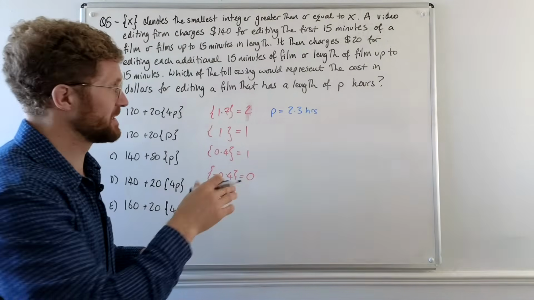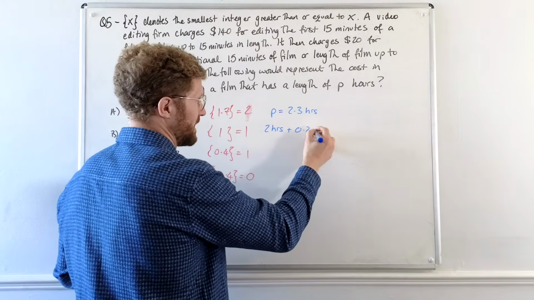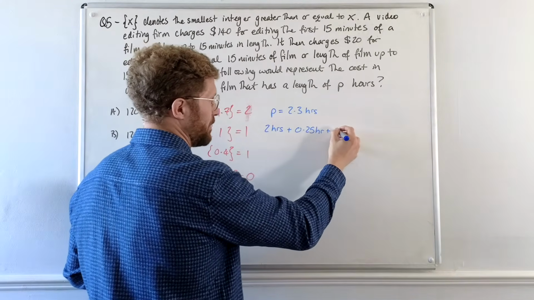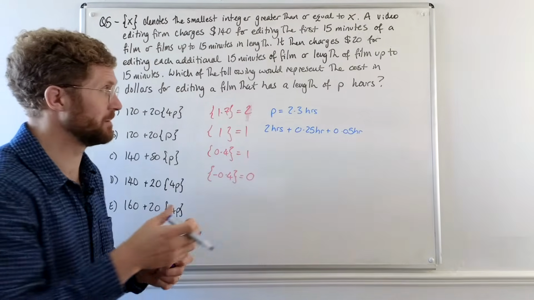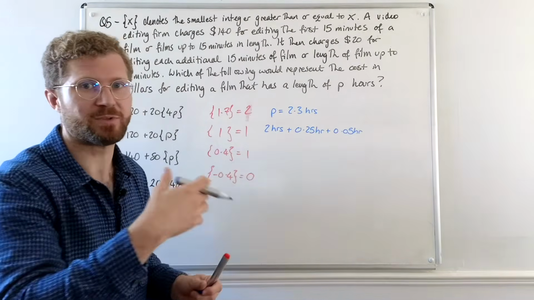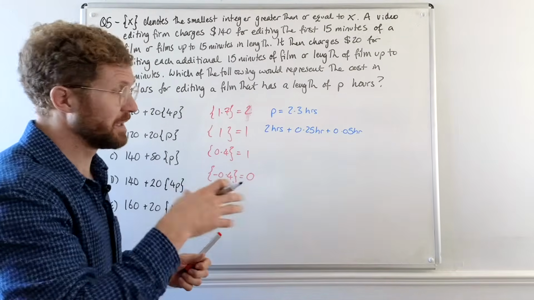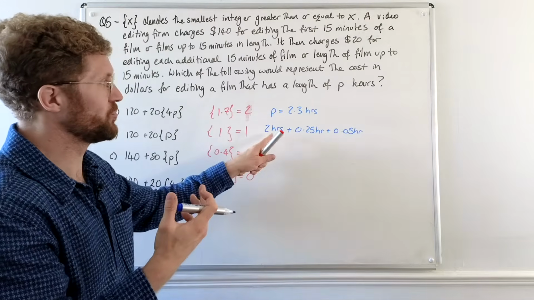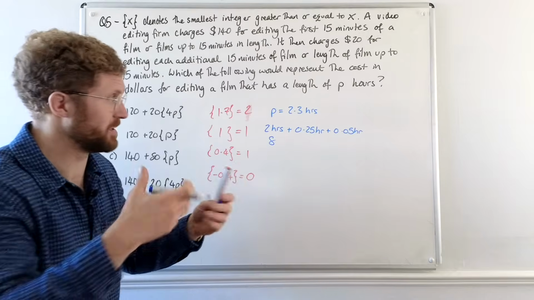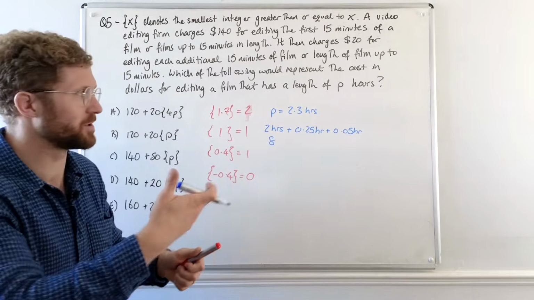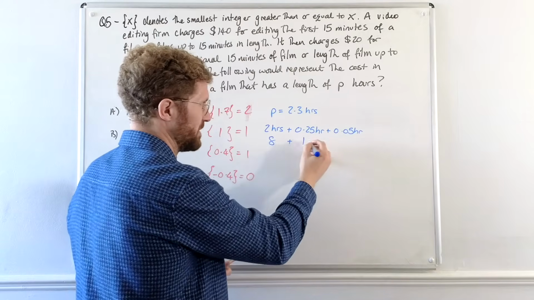Now we can break this down first. 2.3 hours is 2 full hours. We're going to have a quarter of an hour plus a little bit, so 0.05 of an hour. And by 0.3, I don't mean 3 minutes, I mean 0.3, so 3/10 of an hour there. Now we're dealing with 15-minute chunks here, so 2 hours, that's 8 blocks of 15 minutes. I've got another quarter of an hour here, that's another 1 block of 15 minutes.